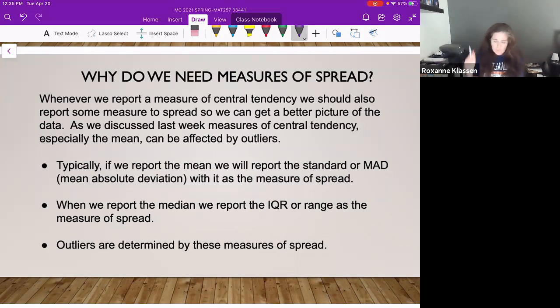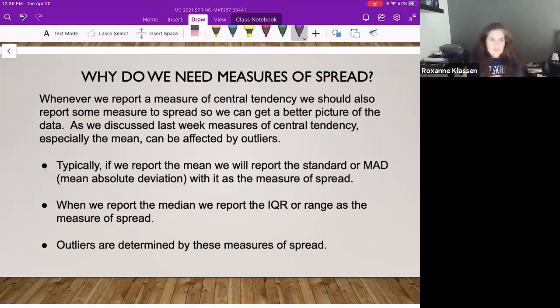Okay, so whenever we report a measure of central tendency, we should also report some measure of spread so we can get a better picture of the data. As we discussed last week, measures of central tendency, especially the mean, can be affected by outliers. That's what you did in your video assignment. Typically, if we report the mean, we will report the standard deviation or the mean absolute deviation. If we report the median, we will report the IQR or the range.